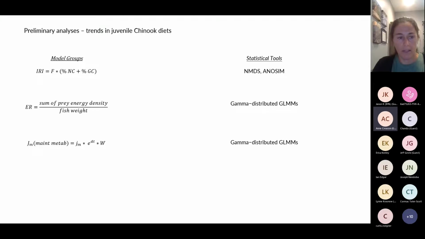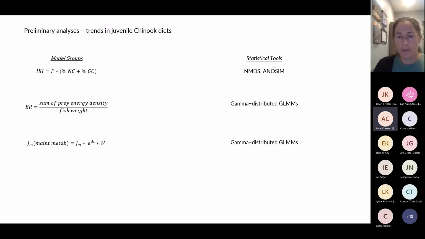So what I looked at on the left is the index of relative importance, and that is basically how important a prey item is in a salmon diet. And I use NMDS and analysis of similarities to look at IRI. And the next one is energy ration, which is really just energy consumption for the fish. And then the bottom one is maintenance metabolism, which is metabolic upkeep for fish. So it's basically their cost for metabolic upkeep.